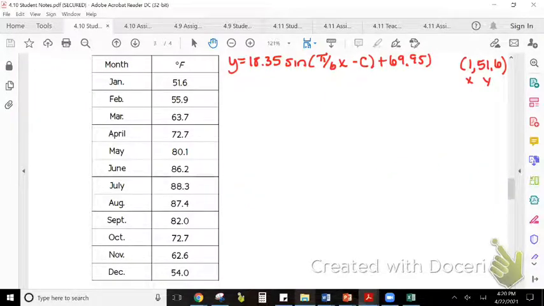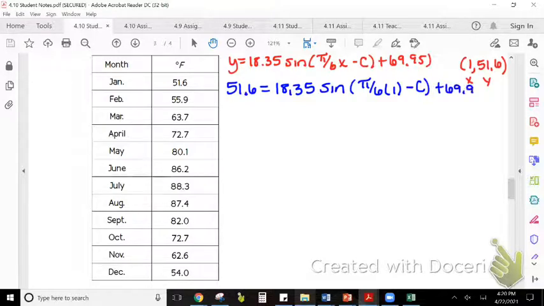All right, so let's plug that in then. So we got 51.6 equals 18.35 sine of pi over 6 times x, which we said is 1, minus c, plus 69.95. Now notice c is inside the parentheses, trapped with a sine, so we've got to get this sine part by itself. So let's subtract the 69.95 from both sides.